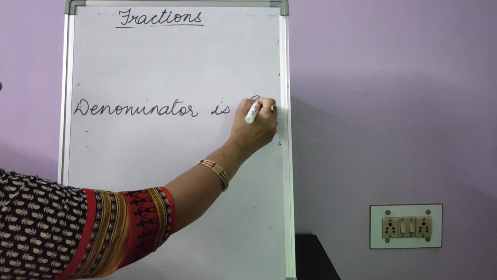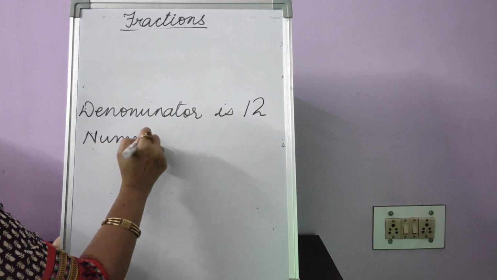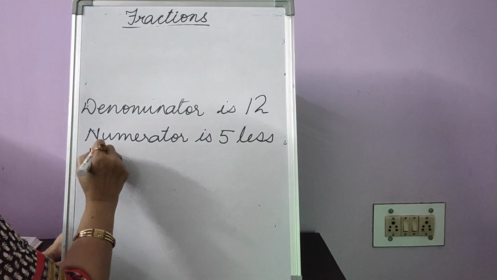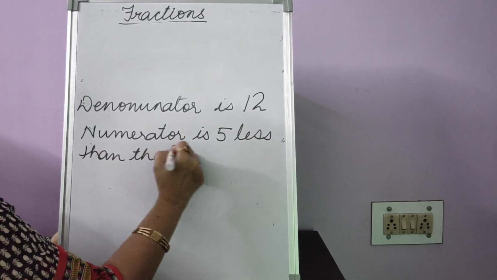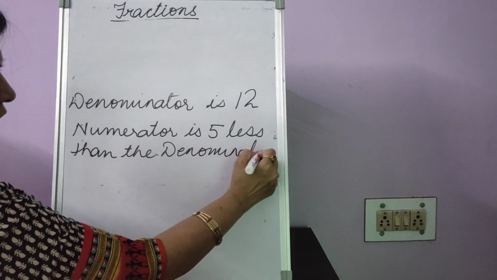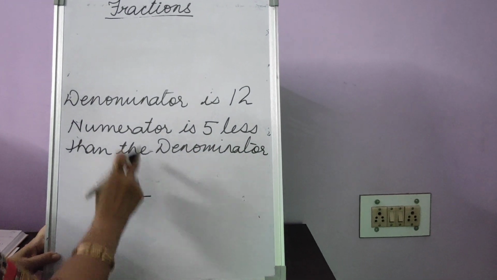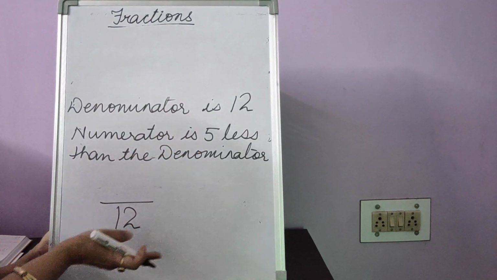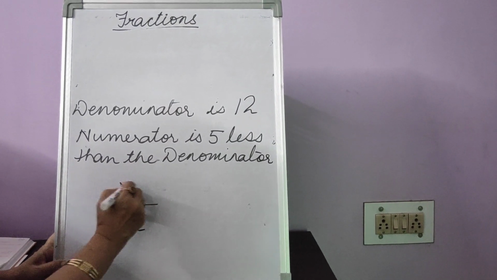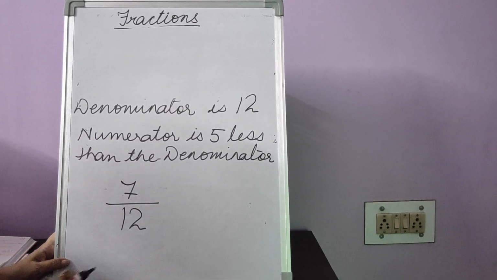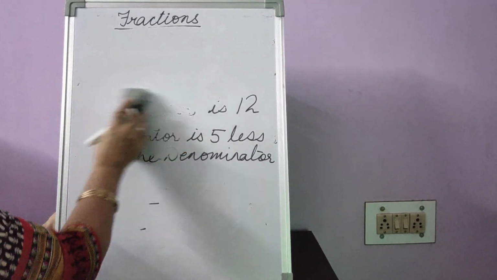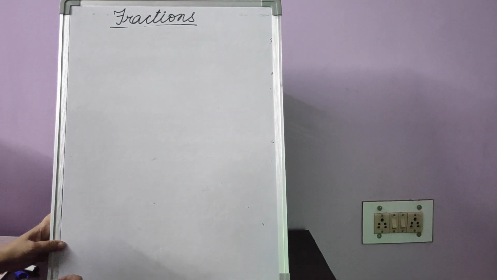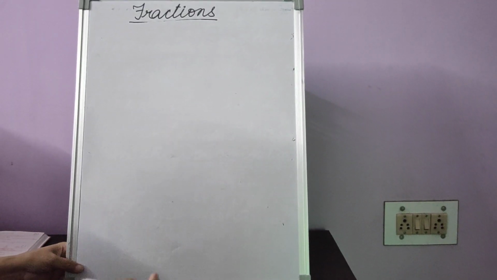Denominator is 12. Numerator is 5 less than the denominator. Okay. Now, first of all, when you write the fraction, again, fraction bar. What is given to you? Denominator. How much? 12. How much is the numerator? 5 less than the denominator. So, 12 minus 5, 7. Got it? This is the way you can write different types of fractions, children, when you have the numerator given, when you have the denominator given, or you have some hint given.